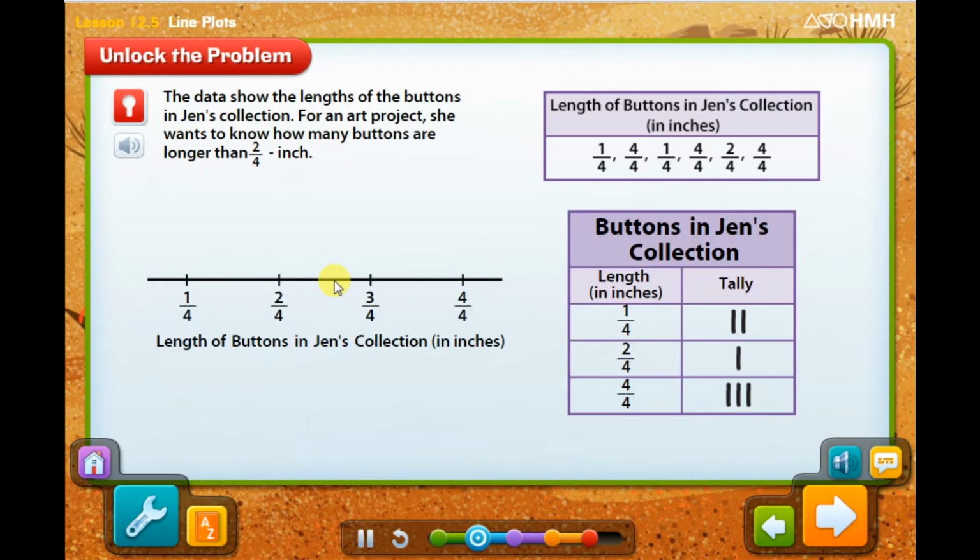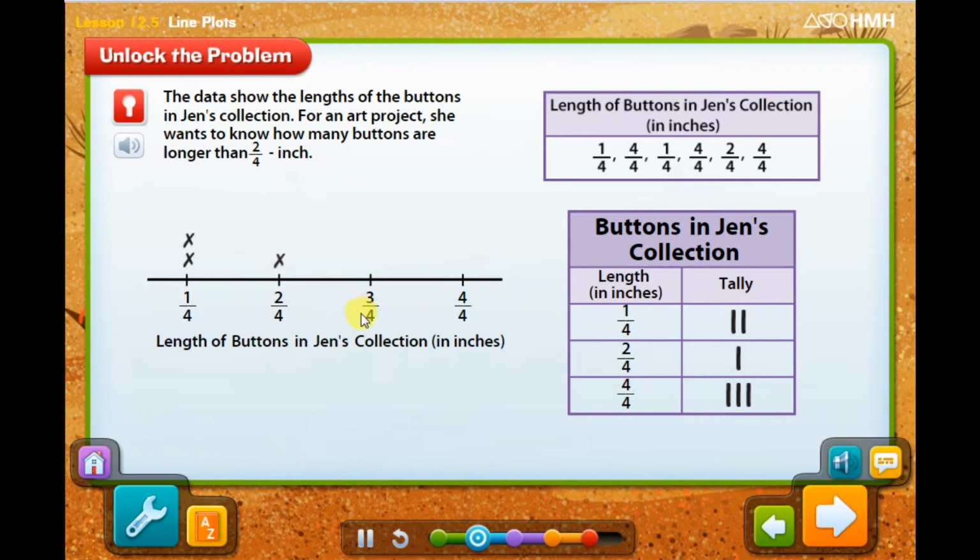Plot an X above the number line for each data point. How many tallies do you record for the 1/4 of an inch data point? 2 tallies, so you will put 2 dots or 2 x's. Here we will use x's. We will put 2 x's above the 1/4. Jen has two 1/4 of an inch buttons. How many tallies do you record above the 2/4 of an inch data point? Just one. Jen has one 2/4 of an inch button.